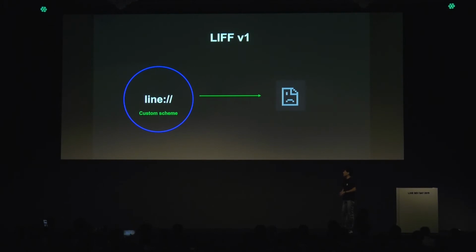This is the version 1 example. With version 1, that custom scheme was used to guide to the LIFF application. The custom scheme can be identified on iOS and Android, but on PC and Mac, the OS cannot identify it, therefore an error is returned.